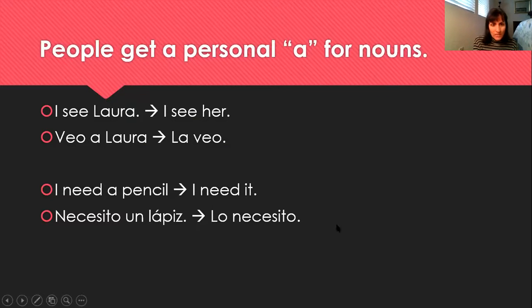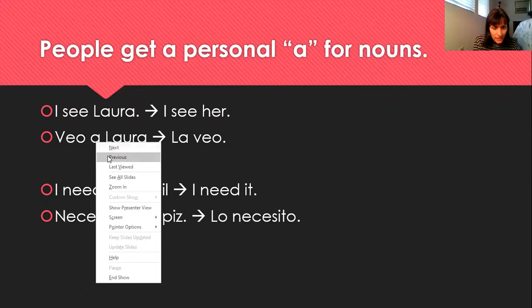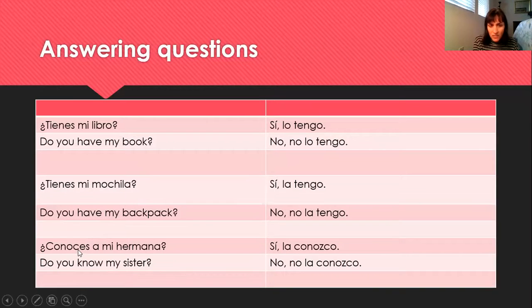Now, you might have noticed there was an a in front of the last example there. Let's go back for just a second. For my sister. Do you know my sister? ¿Conoces a mi hermana? Because my sister is a person and she's receiving the action of the verb, she gets a personal a. Anytime a person is the direct object, that person gets a personal a. Pronouns don't get the a, just nouns.